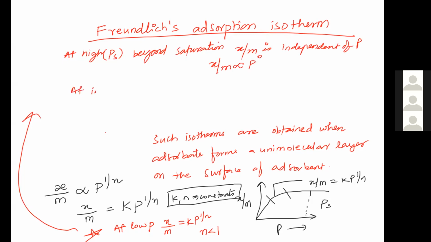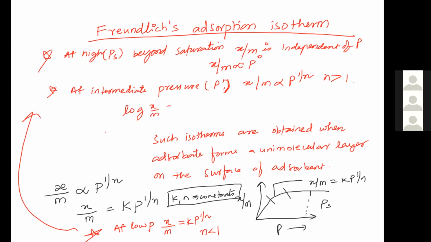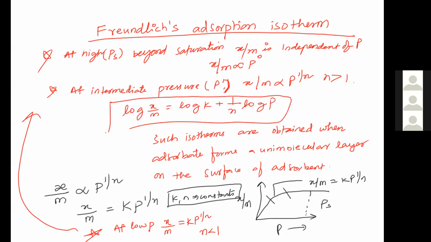At intermediate pressure, X by M is proportional to P to the power 1 by n. Here n is greater than 1. So log X by M is equal to log K plus 1 by n log P. K is constant. This is called the Freundlich isotherm.